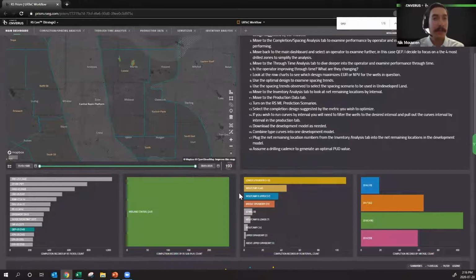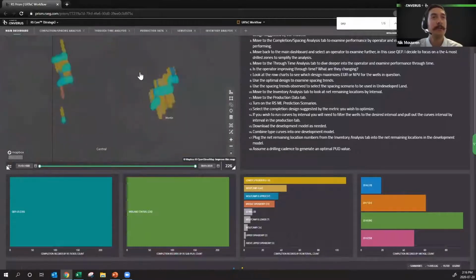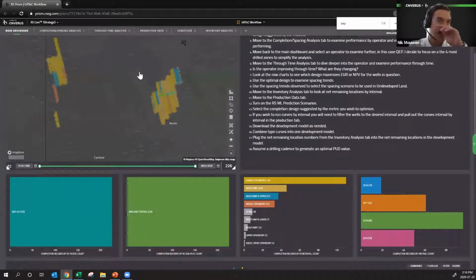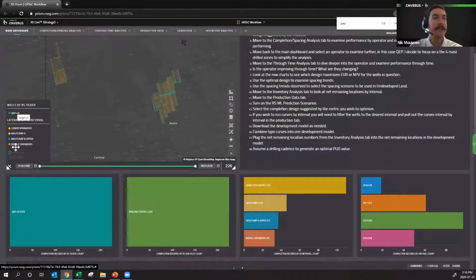So now we selected 226 wells here, sorry, once that loaded. So now we can just take a look at QEP, maybe see what their position looks like here and how they're drilling their wells. It's a little easier to see now that we've filtered down.